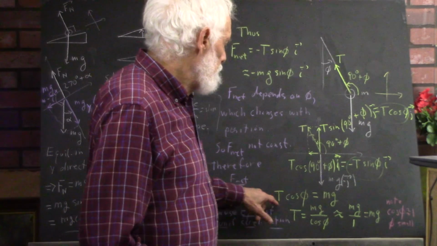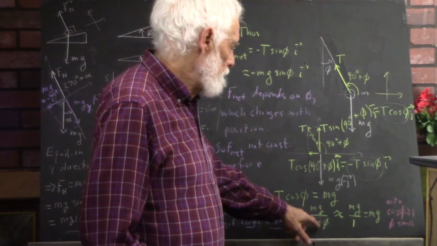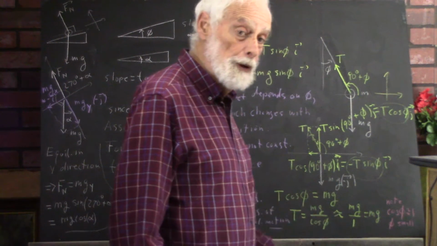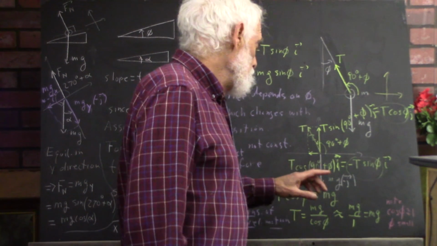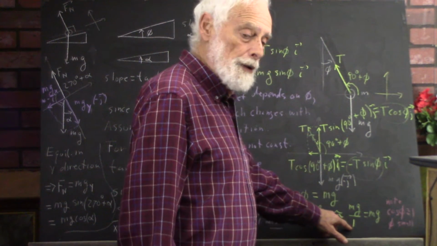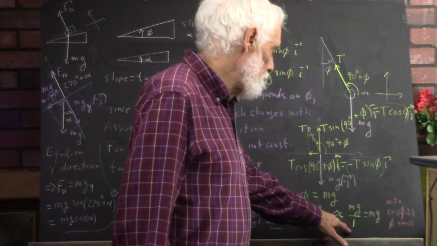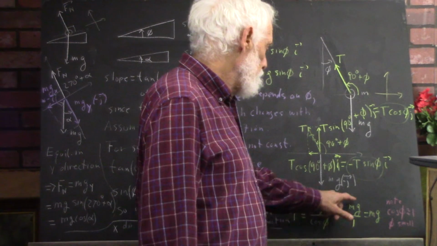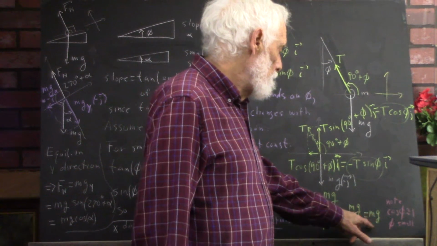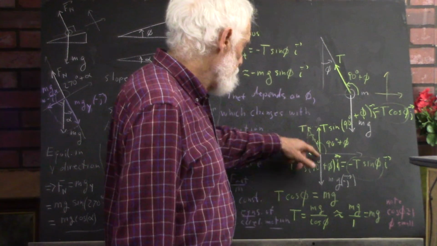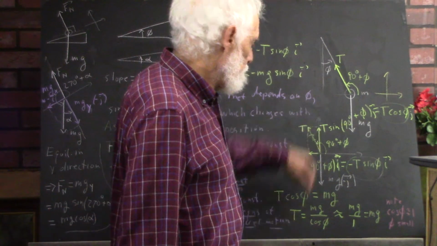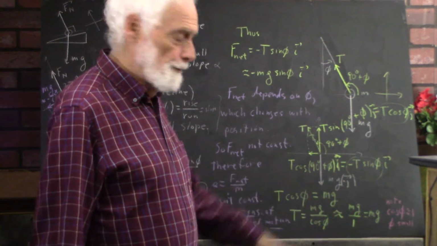If we solve for T, we find this is mg over cosine phi. If the angle is small, the cosine phi is close to 1. The smaller the angle, the closer cosine phi is to 1. In any case, you get something very close to mg over 1, or mg. So the tension is mg. And the vertical component of the tension is approximately mg.